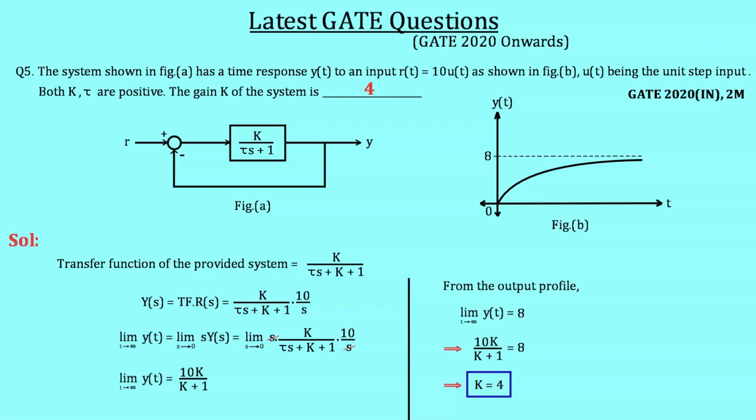From the output profile, we can clearly say that the steady state value of the output is actually equal to 8. By equating 8 equal to tan k divided by k plus 1, we can find the value of k, which will come out to be equal to 4.